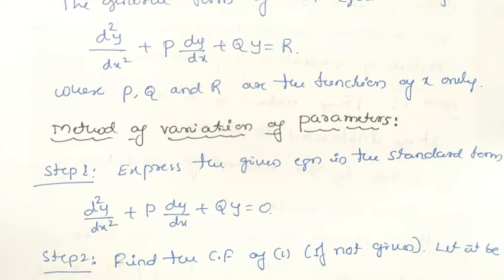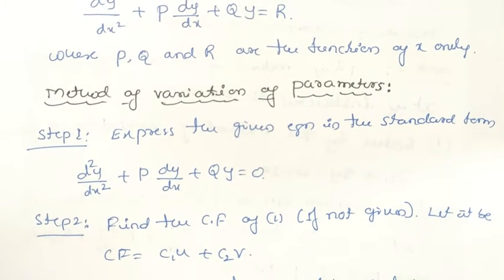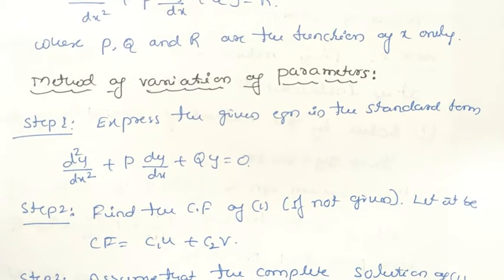So the first step is you have to express the given equation in the standard form, d2y by dx square plus p dy by dx plus qy is equal to 0. Then the second step is to find the complementary function of equation 1 if not given. See here, to find the complementary function it is not necessary to express it in the form d2y by dx square plus p dy by dx plus qy is equal to 0.